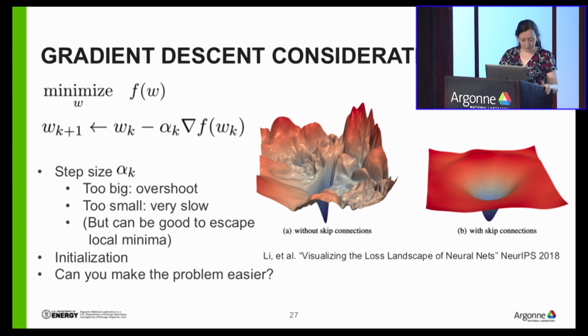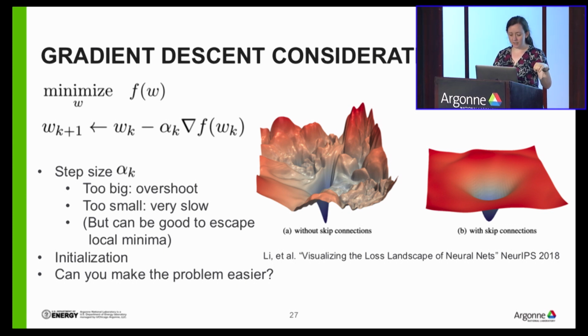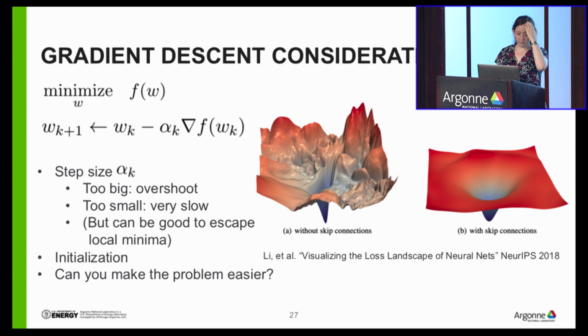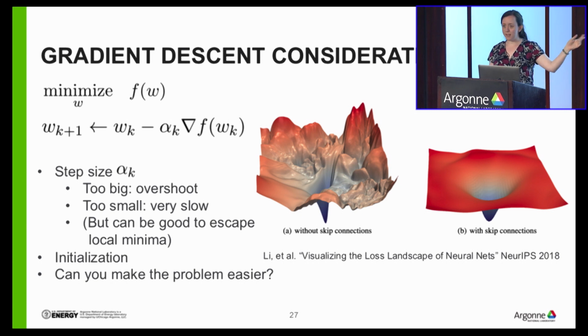You also have to be really careful about initialization. You can see from this picture that depending on where you start, you could be pretty unlucky just heading downhill. And maybe you can make the whole problem easier. So this paper argues that skip connections, which I'm not going to go into, make the surface look way better, like on the right. And more generally, there could be some tricks that you do in deep learning to try to make this all easier.